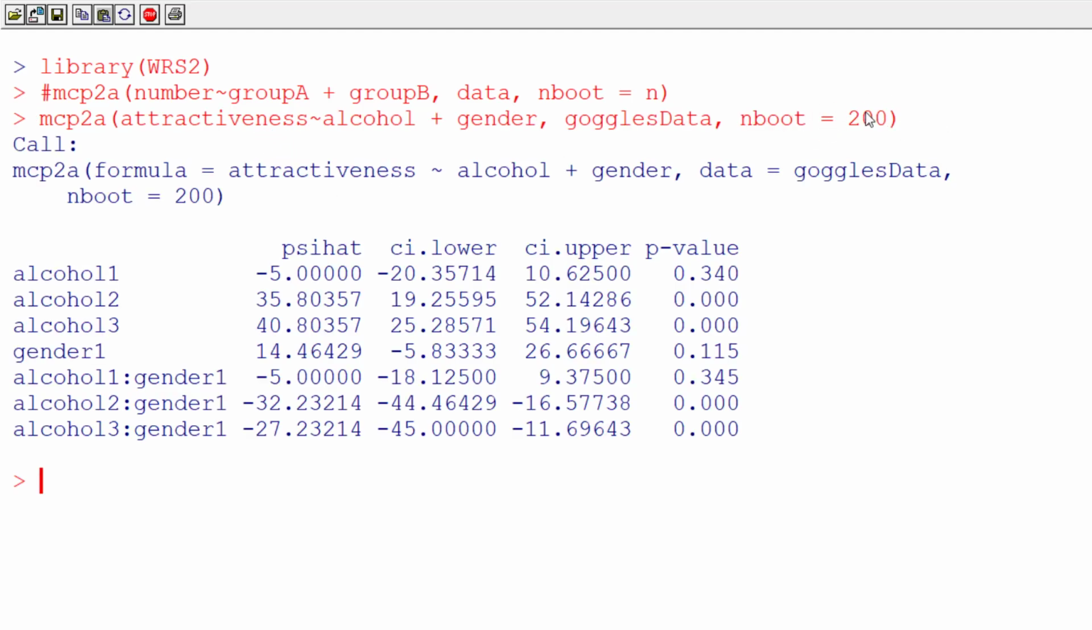So this nboot says run it 200 times, use our data, and you will be able to compare this to the values that are found in chapter 12. They won't be exactly the same because this is bootstrapped. Bootstrap means that we're taking a random sample over and over again, but they should be approximately the same, which is to say the ones that are significant should be significant over there, and the ones that aren't significant should not be significant. It would be very surprising if those were different.